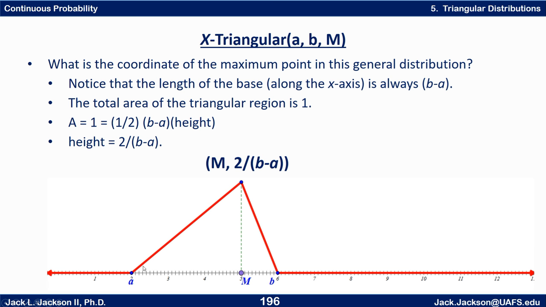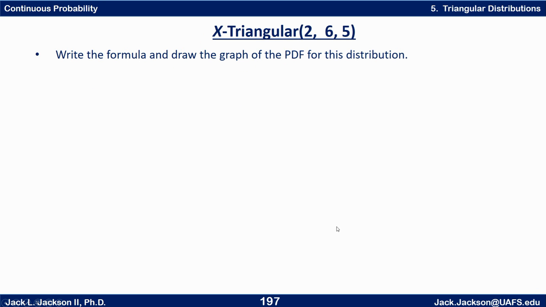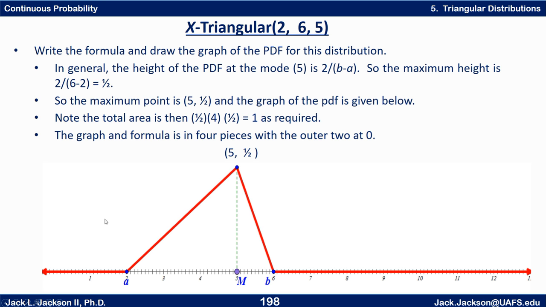So we're going to have a formula for each of these separately, in other words, to be able to figure out heights here. And this one on the left, going from a, 0 up to m, comma, 2 over b minus a, that's going to have a positive slope. And then going from this top point down to b, 0, that's going to have a negative slope. So let's write down the formula for it and draw out the graph. Well, I've already drawn out the graph.